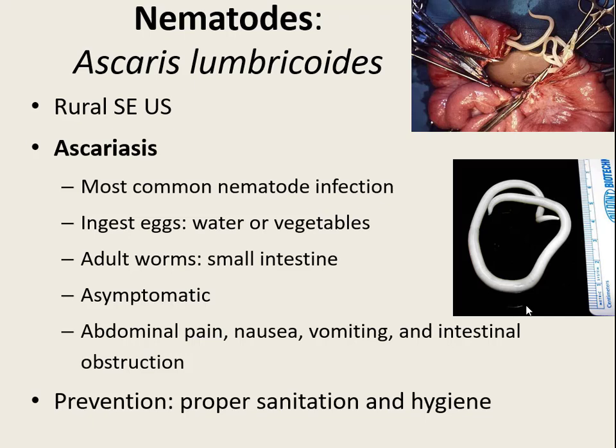If you get enough of them, it can cause abdominal pain, nausea, diarrhea, vomiting, and even intestinal obstruction. If there's enough of them, it can be fatal. It can cause permanent damage to the intestinal tract. It can even cause anemia if it causes damage where it's now bleeding. Best way to prevent it: proper sanitation, good hygiene, making sure you're washing vegetables, making sure you're not drinking water that might be contaminated with these eggs.